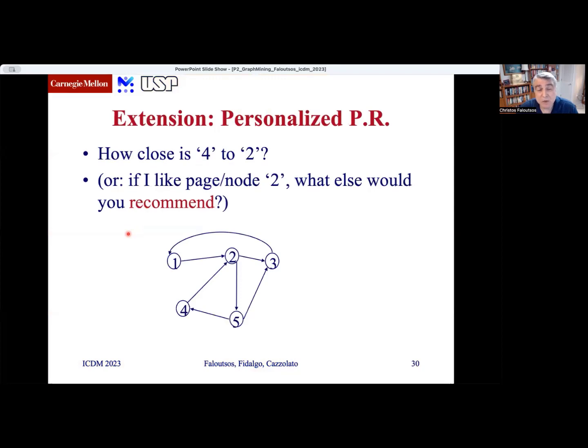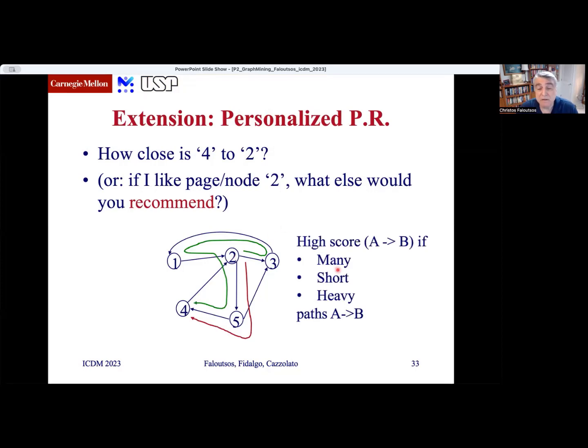And the short answer, as we said, is the personalized PageRank, an award-winning paper by Taher Haveliwala, which says that the intuition is that a node, let's say node 4, is close to node 2 if there are a lot of paths that lead from node 2 to node 4. So here is a path. This is a reasonably short path. Here is another path. So the more paths we have, the shorter they are, and if it's a weighted graph, the heavier they are, then the closer node 4 is to node 2. How can we do that mathematically?